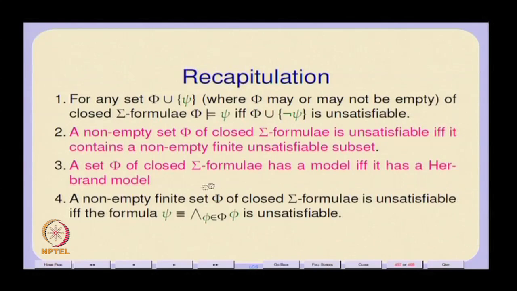Any non-empty finite set phi of closed sigma formulae is unsatisfiable if and only if the big AND of this set of closed formulae is unsatisfiable. Because they are all closed formulae, they essentially behave like propositions, and from the first point it is clear that you should just take a big AND.